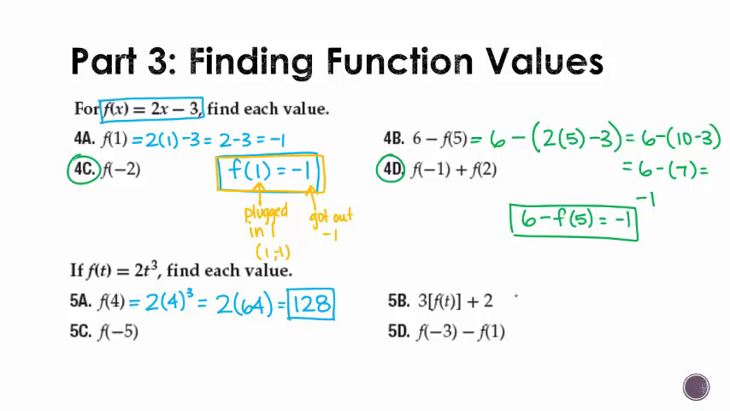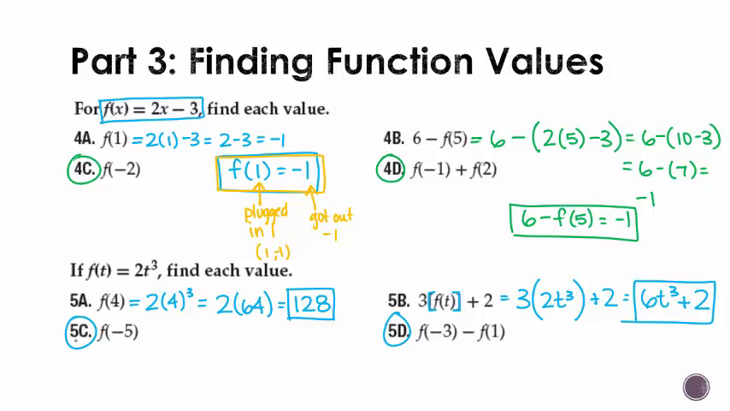Let's try this next one. These brackets are telling us that we need to multiply. So our function is just f of t, so we're going to leave the t in there because we don't know what it is. And then we have to distribute. So you get 6t cubed plus 2. And we can't combine those two things because one is a t cubed and one isn't. They're not like terms. So try these two on your own.